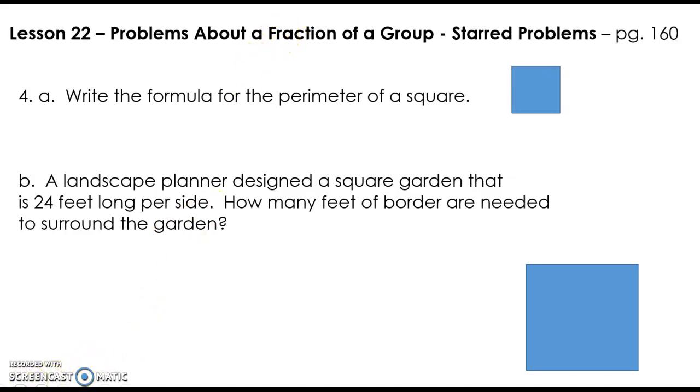Let's dig in. It says write the formula for the perimeter, which is the outside of a square. So if this side is S long, then the perimeter is going to be S plus S plus S plus S. And you can leave it there, or you can do that. Both of those will work.